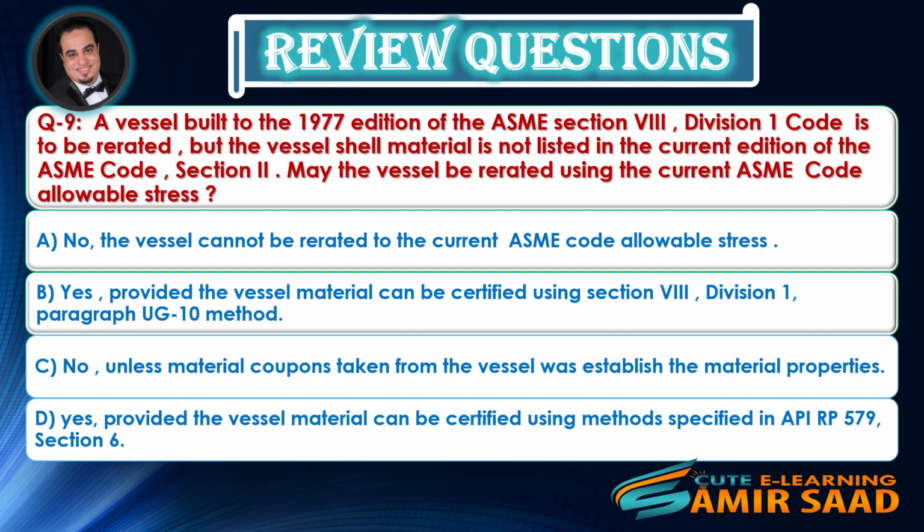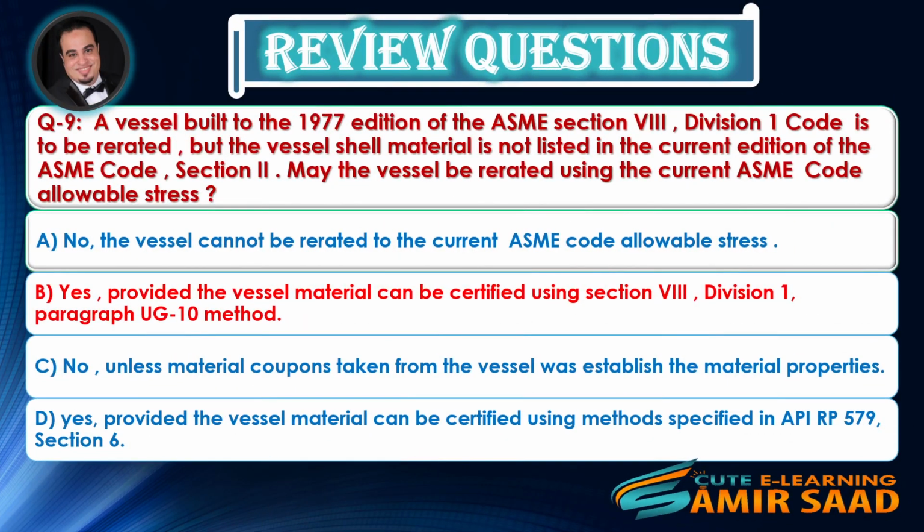Question number 9. A vessel built to the 1977 edition of the ASME Section 8, Division 1 code is to be rerated, but the vessel shell material is not listed in the current edition of the ASME code, Section 2. May the vessel be rerated using the current ASME code allowable stress? Answer is B.